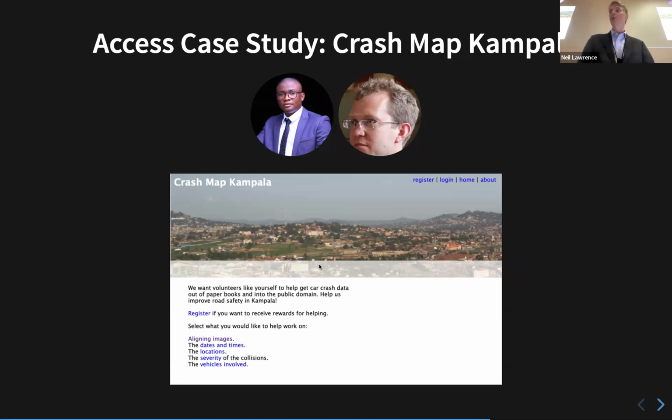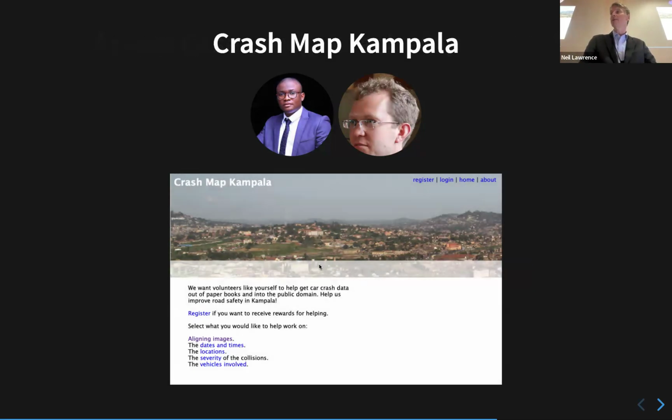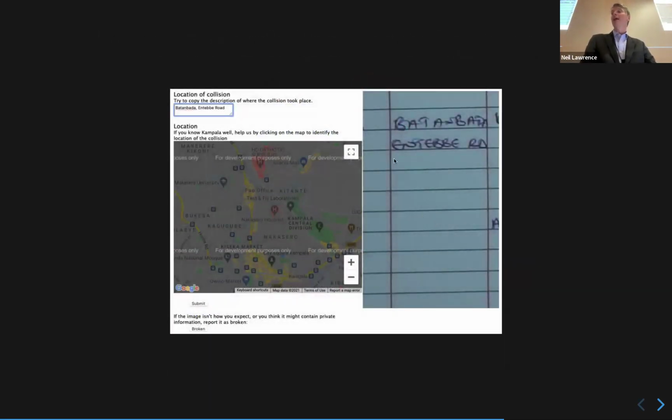This is a few years ago, so you would build it very differently today, with much more capabilities. It's called Crash Map Kampala, where he was crowdsourcing people to take the information from the logbooks and doing all sorts of work to keep the information private. So he's done some pre-work to make sure that you're only seeing the address and you're being asked to read the address, right? Maybe we could do this quite quickly with some modern foundation model type thing, but this is 2014, something like this.